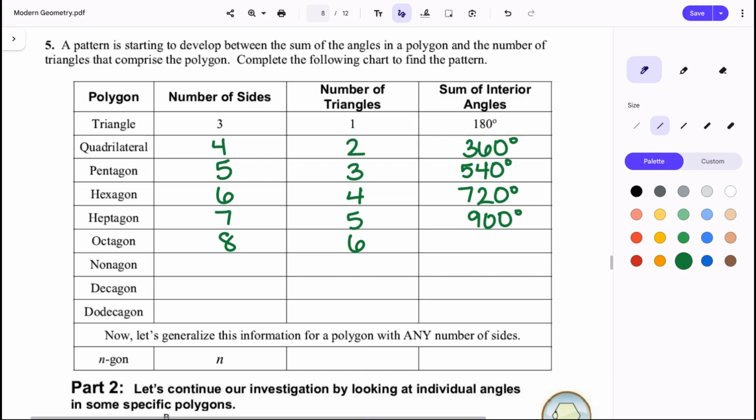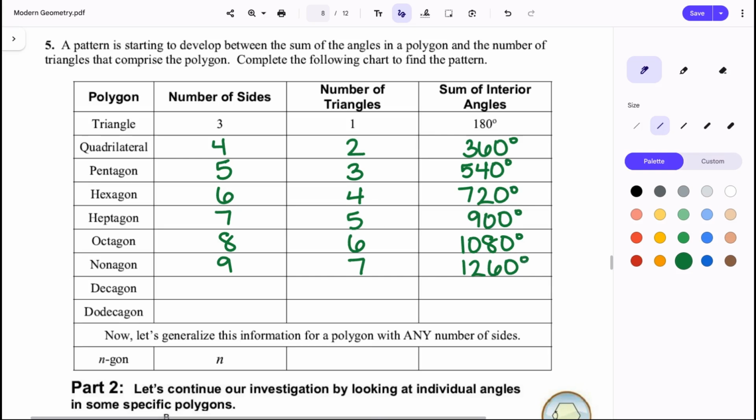So if you take 6 times 180, what do you get? 1080. Good, 1080. Okay, nonagon means 9. There'd be 7 triangles that you could draw inside of a 9-sided shape. What's the sum of the angles? 1260. Good.